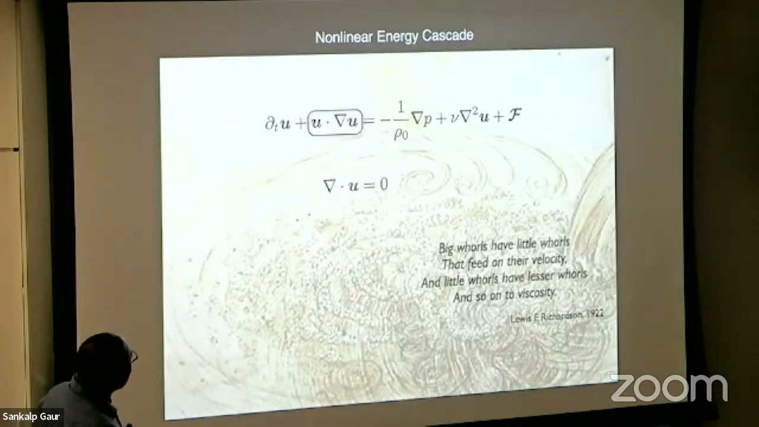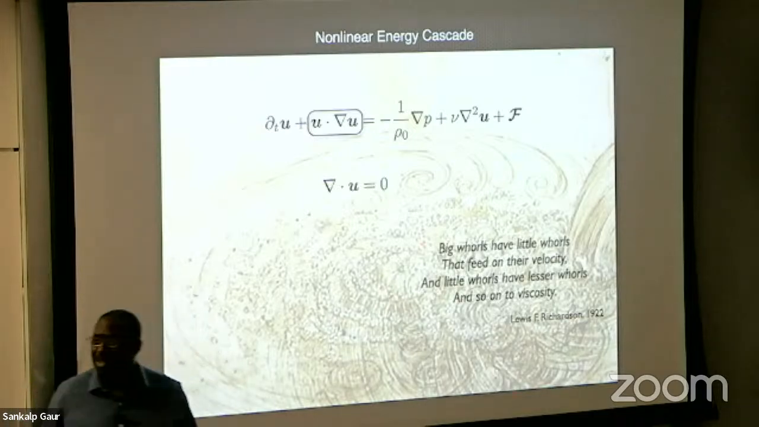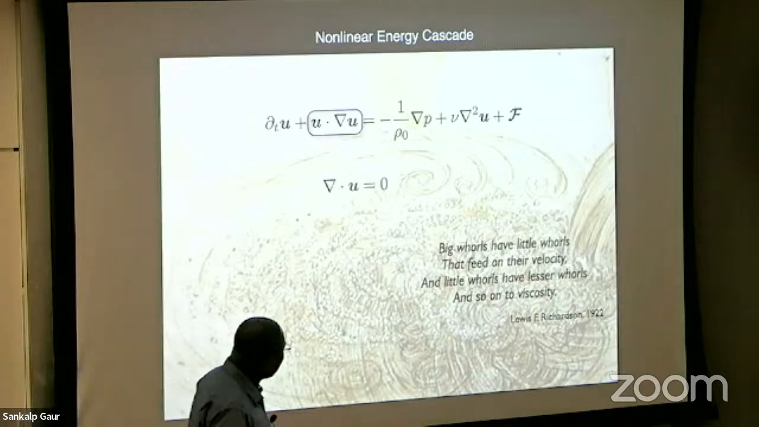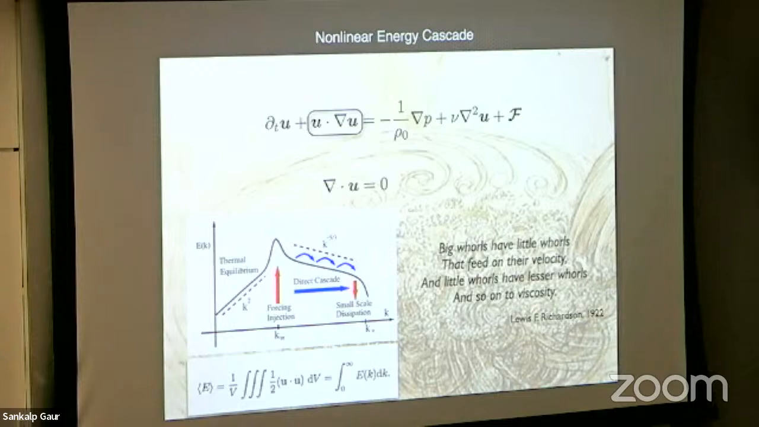We know that through nonlinear interactions, if you take it into Fourier space, these nonlinear interactions will generate interactions between different scales. And there's this nice poem by Richardson that produces this classical viewpoint about what is expected to happen in classical fluid turbulence. Big whirls have little whirls that feed on their velocity, and little whirls have lesser whirls, and so on to viscosity. This conjures up the image I put here of an energy cascade in the classical view of turbulence.